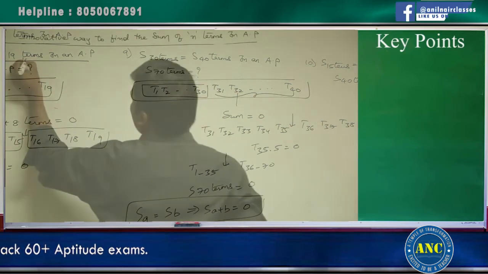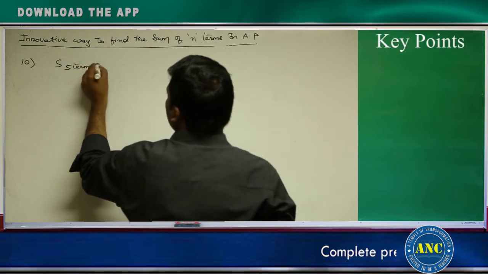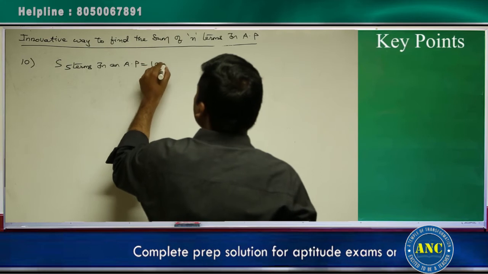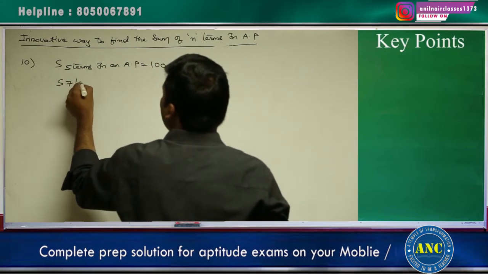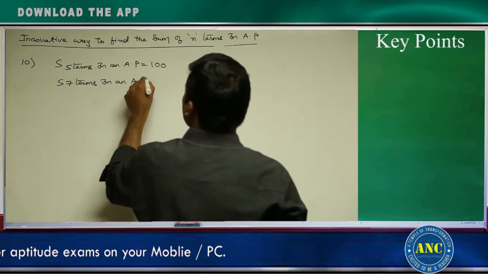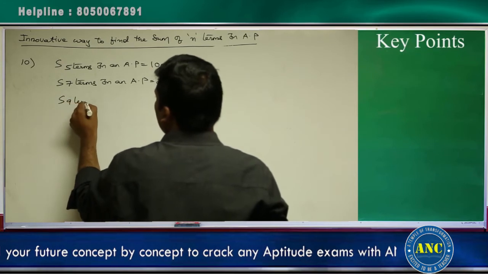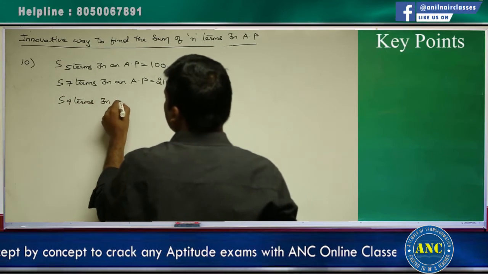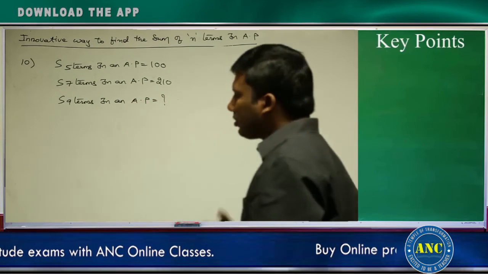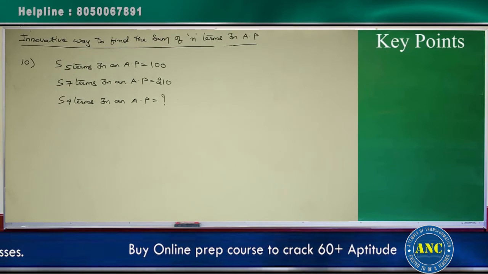Tenth one. Sum of 5 terms in an AP is 100. Sum of 7 terms in an AP is 210. Sum of 9 terms in an AP is equivalent to how much?